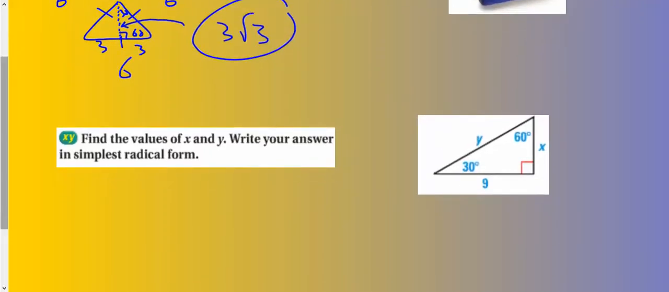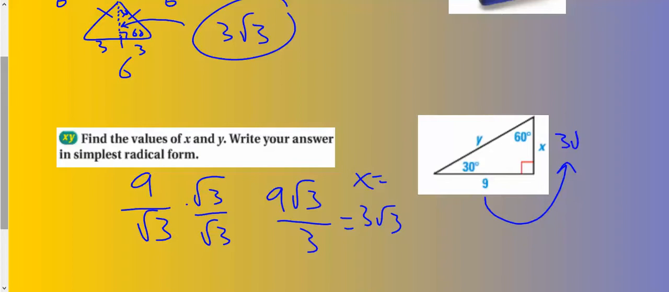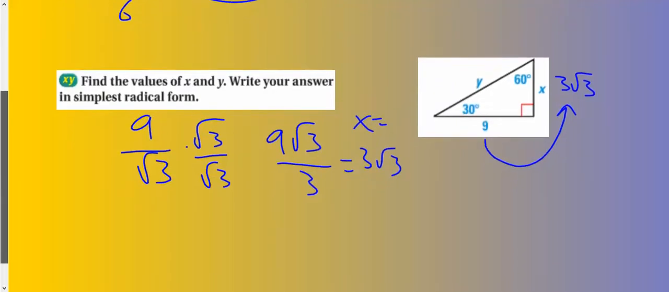All right, find x and y. Write your answer in simplified radical form. Here they give me the longer leg of this 30, 60, 90 triangle. So I'm going to divide that by the square root of 3 to get to the shorter leg. So if I'm going from the longer leg to the shorter leg, I divide by root 3. And then, again, I have to simplify this. So it's 9 root 3 over root 9, which is 3. So it'd be 3 root 3. So that's going to be x. Now, to get from the shorter leg to the hypotenuse, we're just going to double x. So y is 2 times 3 root 3, which is 6 root 3.